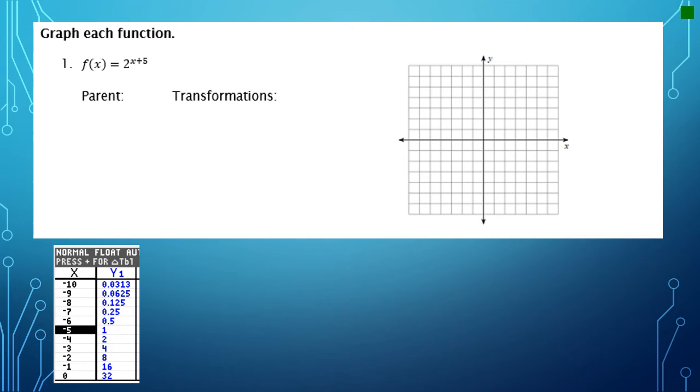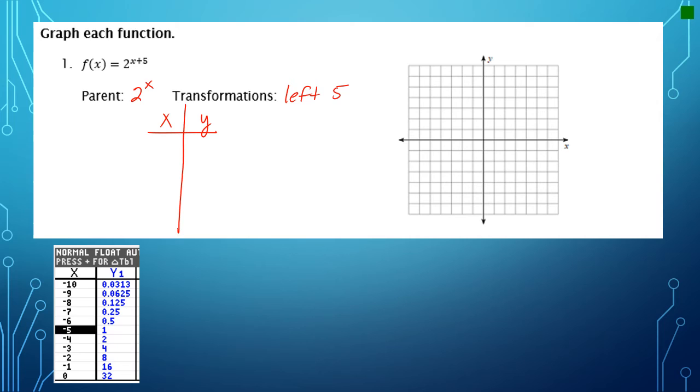The parent function of this graph here is 2 to the x. The transformations are that it is being shifted to the left 5. In order to write our table out by hand, which you'll be required to do if this is not a multiple choice question on a test, the way you want to figure out your middle number on the table is by taking the h value of your function.